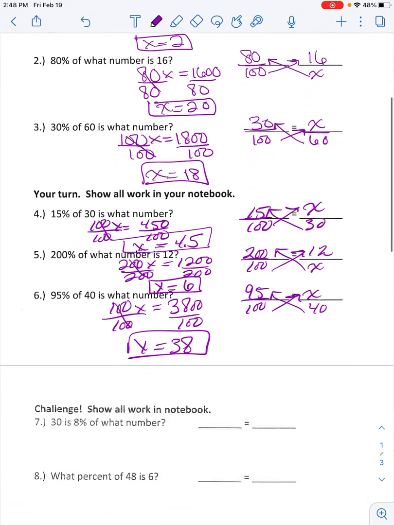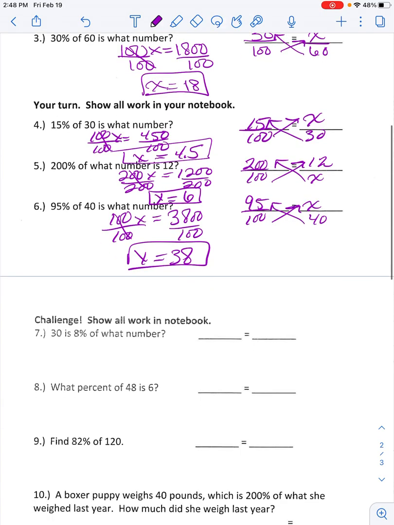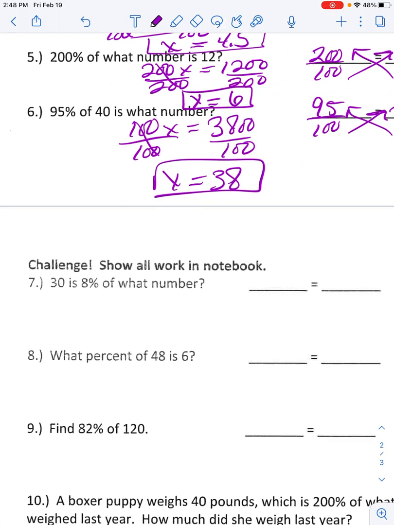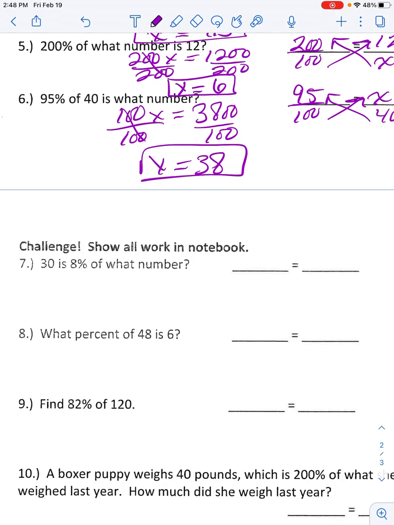Okay. So hopefully we are starting to be able to solve these pretty quickly. Challenge. Here's some more. The only thing that's challenging about these is the words are kind of not in the same order as we're used to. So percent's right here in the middle. We got our is and our of kind of scattered, okay? So again, just make sure you're doing percent over 100, is over of, and you'll be just fine. 30 is goes on top.